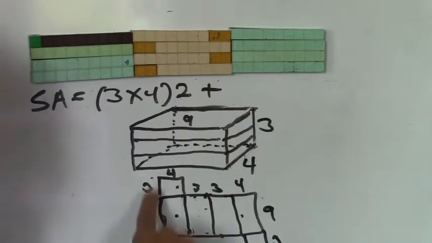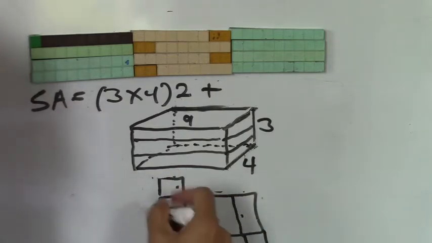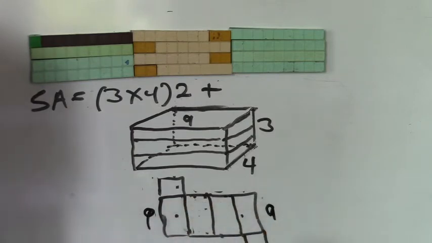So let's label this right, because I'm labeling it incorrectly. The only thing I got right was this is 9, and that's 9. Now, one panel, if we were to open the box, this would be 3, and this would be 3, right? So what's my surface area going to be? So far I've got the 3 by 4.